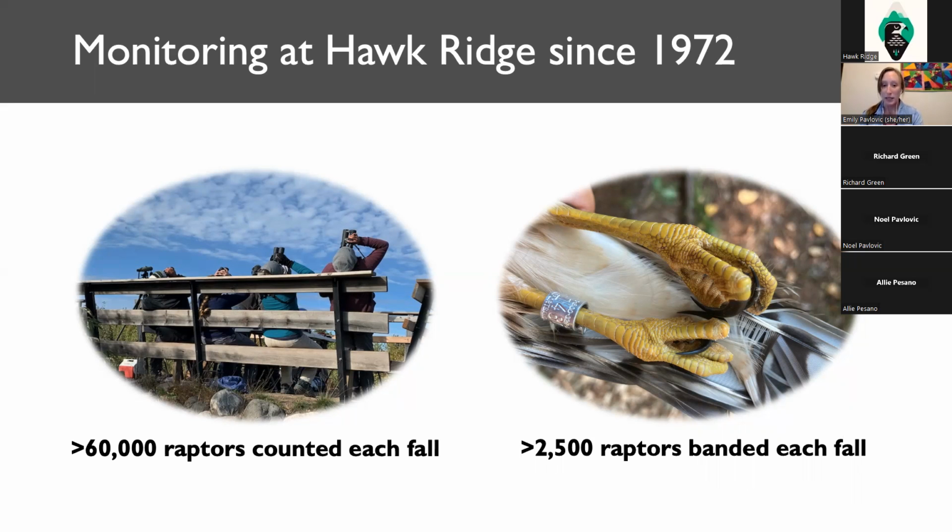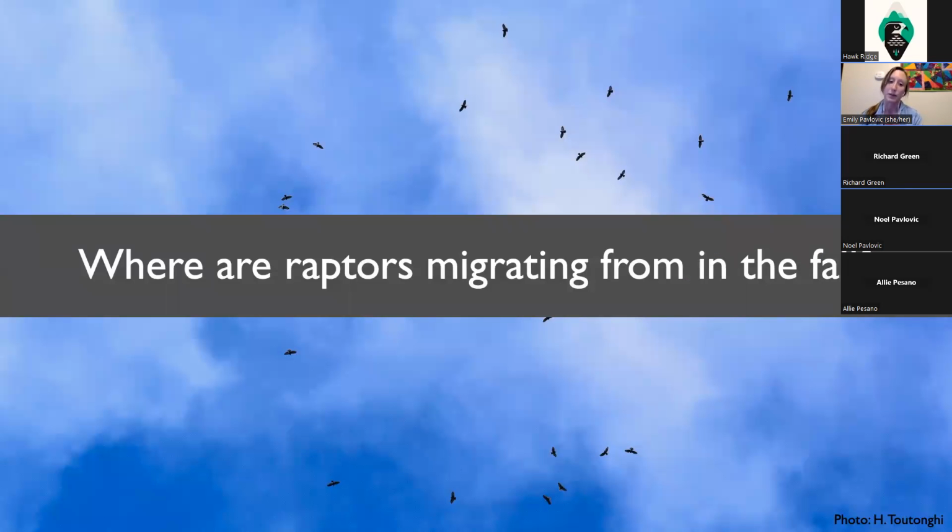And one of the pieces of information that we really don't know a lot about is where the raptors are migrating from in the fall. Generally, we assume that most are migrating from north of Duluth, but how far and with what patterns they move through Duluth, we don't really know very much about.